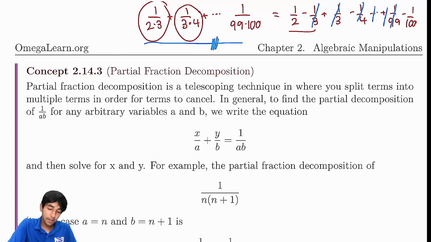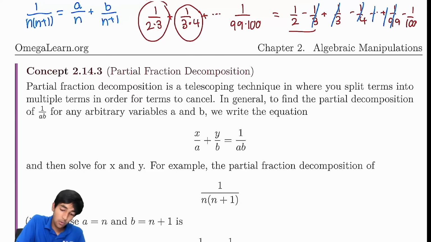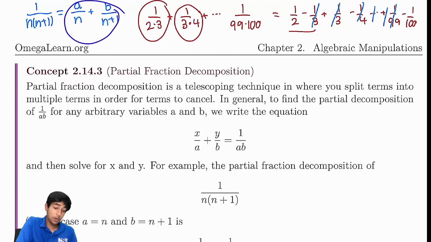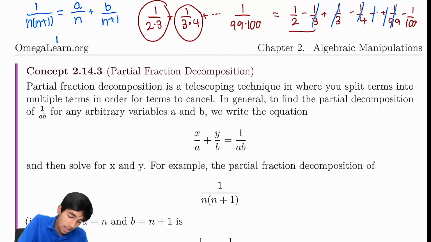And sometimes you wonder, why is that true, really? Intuitively, the reason we do that is we decompose this. So we say this is equal to a over n plus b over n plus 1. Now our quest is to find what a and b are, so that this becomes decomposed. To do this, you just multiply by n times n plus 1. You get 1 equals a(n plus 1) plus bn.